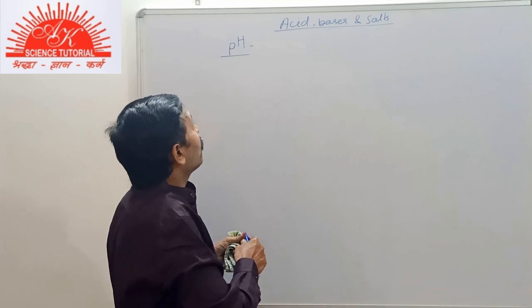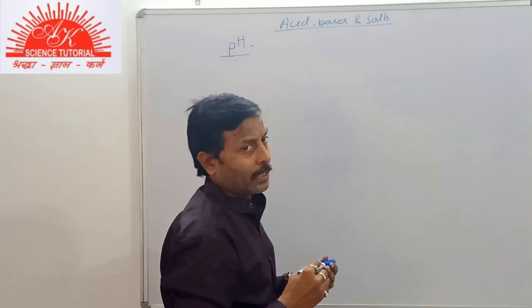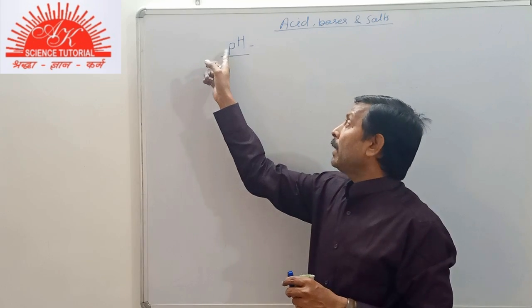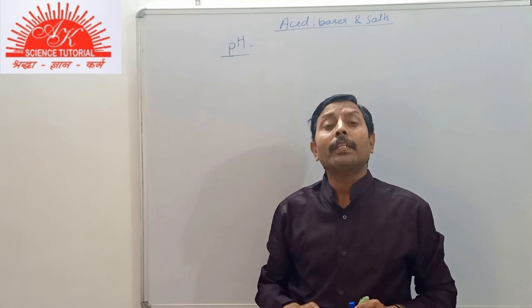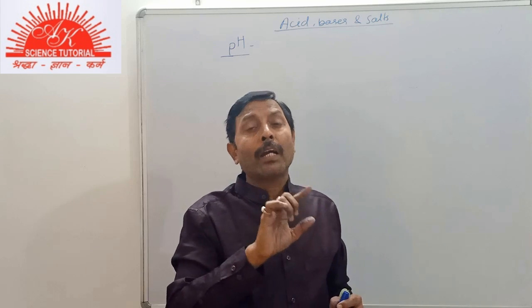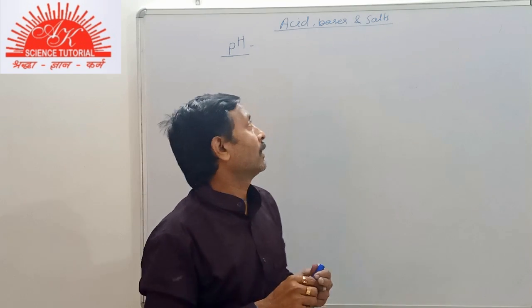Now, pH. In pH, P stands for potenz, that is power. Here, P for potenz, power, any power of H, that is H plus ion. The pH of a solution is determined on the basis of the concentration of hydronium ion.